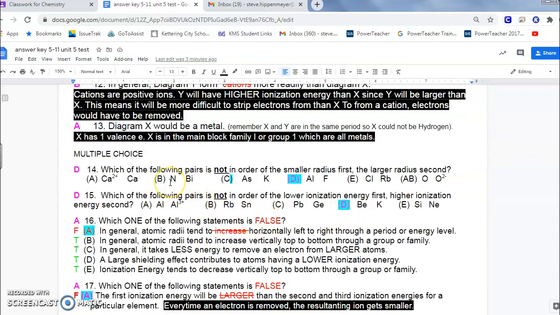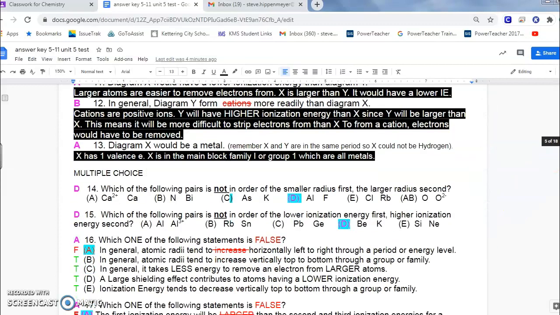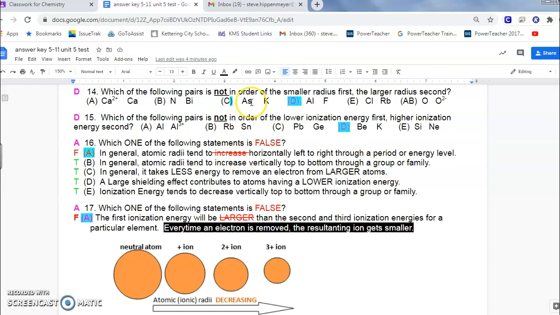Is nitrogen smaller than bismuth? If you look at the periodic table, there's nitrogen, there's bismuth. Nitrogen is way smaller than bismuth. In fact, nitrogen is only a 2-story building. Nitrogen's on the second row of the periodic table. There's the 2, it's on the second row. It only has 2 stories in its building. Bismuth is way down here on row 6. Bismuth is a 6-story building. It is much larger than nitrogen. So, yep, that's smaller. What about arsenic and potassium?